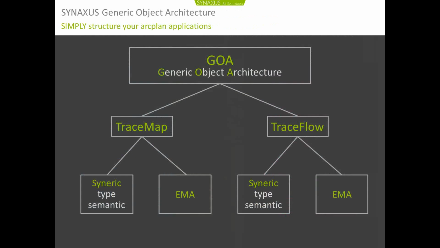And this is our generic object architecture we implemented. This consists of the two instruments. We have the trace map and the trace flow. The trace map on the document level and object level, and the trace flow on a more global abstraction level. And these two consist of our generic type semantic we just saw, and the encapsulated module architecture I just presented to you.